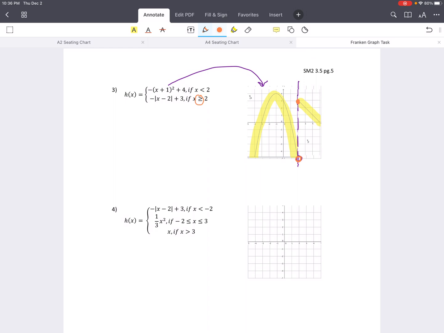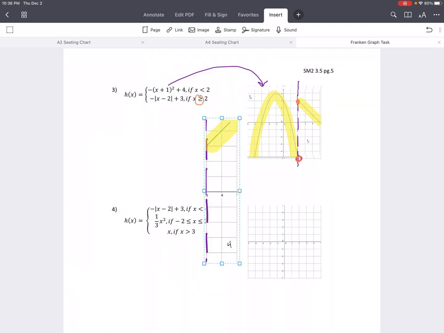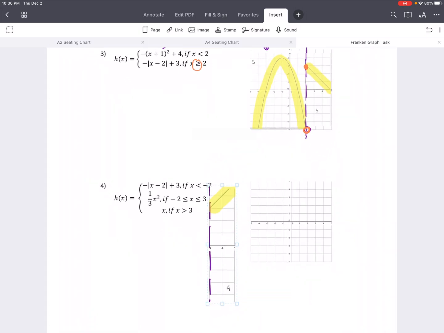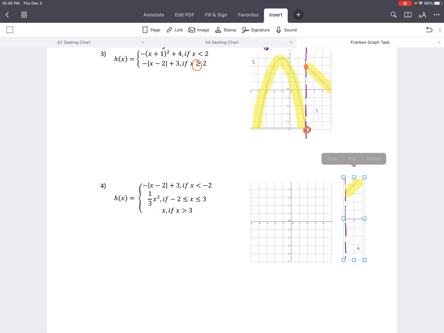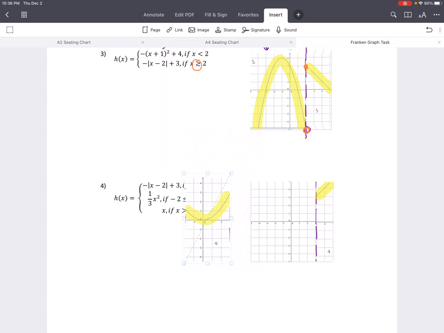Number 4, we get the fun one with 3 different sections. Okay. Let's see, this piece was x if x is greater than 3. Then we have the middle section, the quadratic between -2 and 3.